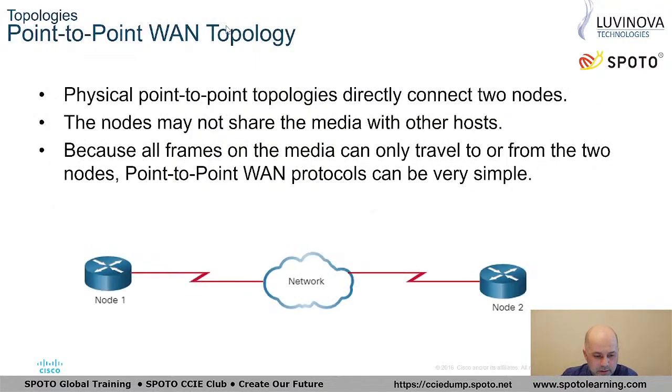So what else do we have? It's a point-to-point WAN technology. It's a physical point-to-point technology directly connecting nodes, as we already talked about. The nodes may not share the media with other hosts. So it means directly pointing one device to another device, because all frames on the media can only travel to or from two nodes. Point-to-point WAN protocols can be very simple.